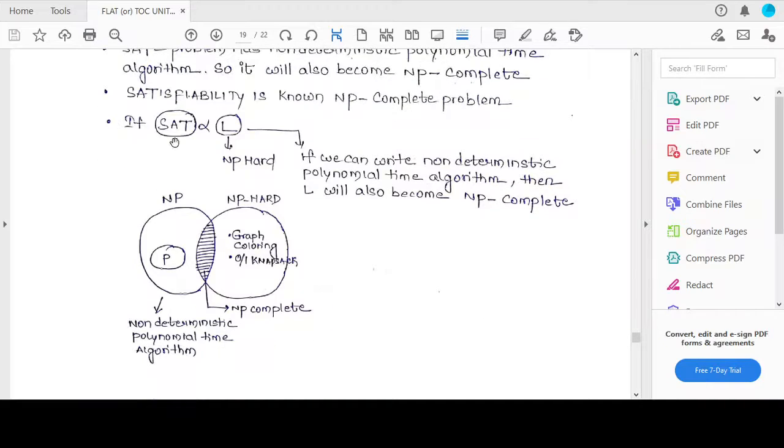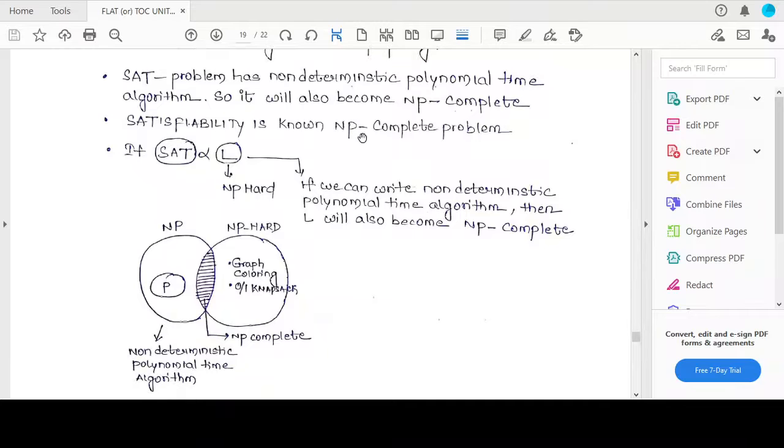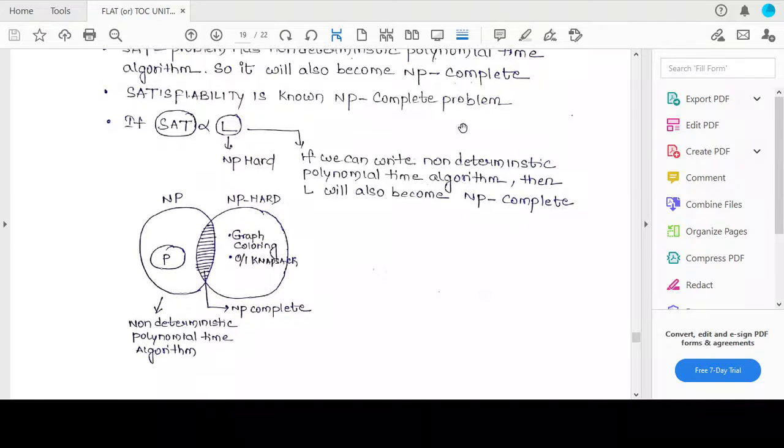So satisfiability is considered as a base problem that is used for proving that other problems are NP-hard, or it is also considered as a base problem to prove that NP problems are NP-complete problems. So this is the base problem. Remember this problem: satisfiability is a known NP-complete problem. It is already proved that the satisfiability problem is an NP-complete problem. So we can use this NP-complete problem to reduce it to other problems.